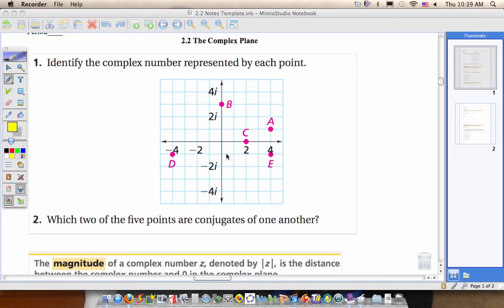So we're going to look at the complex plane. A lot of this is review of things we did last year. The real number axis is the horizontal axis, and the vertical axis is the imaginary number axis.